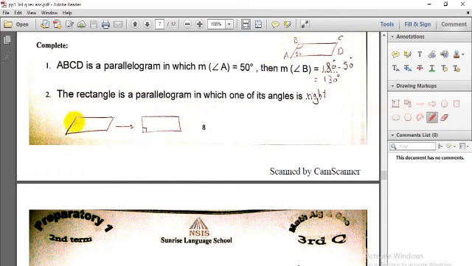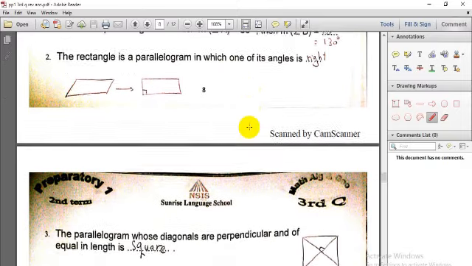Now he's telling you that a rectangle is a parallelogram. What happened to the parallelogram to be a rectangle? Of course, the right angle. So one of its angles is what? One of its angles is right. Okay? Nice.